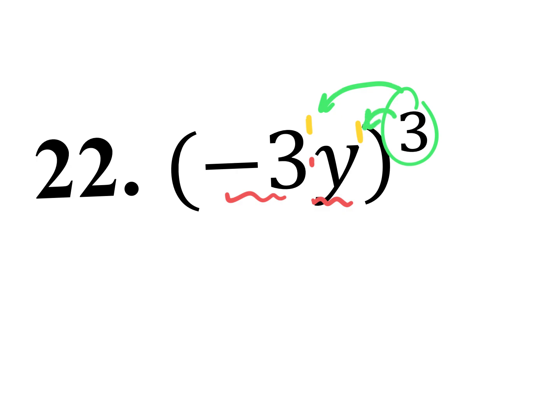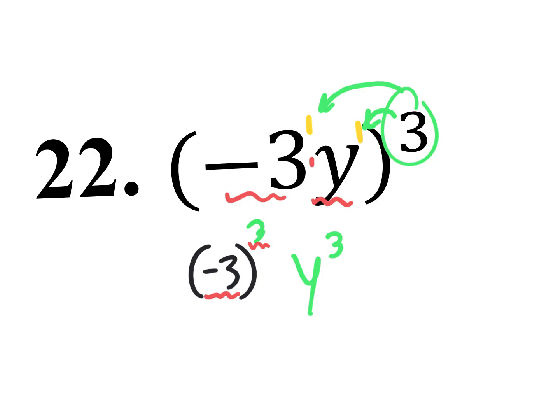So you're going to end up with -3 to the 3rd, and then 3 times 1 is 3, and you get y to the 3rd. Now, here's the tricky part. Because this -3 is inside parentheses, that negative sign belongs to the 3 because of the parentheses. When you distribute it, you technically still have the -3 inside the parentheses. So you have -3 to the 3rd and the y to the 3rd, when you distribute that power of 3. Now, this first term, you really have -3 in parentheses to the 3rd power.